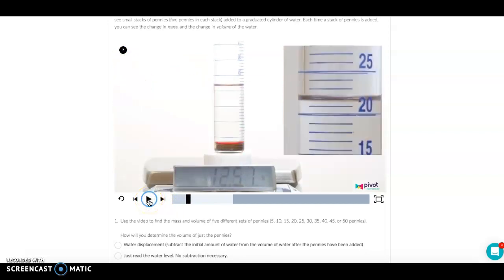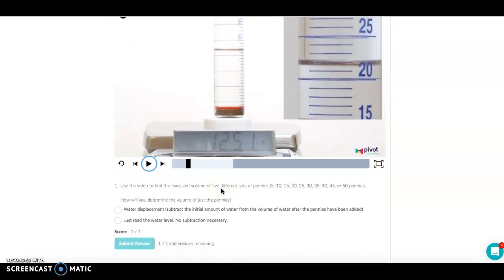Pause the video, and when you pause the video, there's 5 pennies, the mass is 12.51 grams, and notice the volume of water has gone up almost 2 milliliters, so you would record the volume as the volume of the pennies of about 22 milliliters, minus 20 milliliters of water would be 2 milliliters of volume for the pennies. You will do this for 5 trials, right?